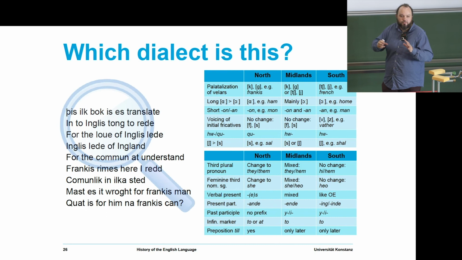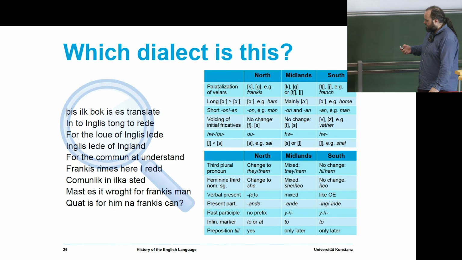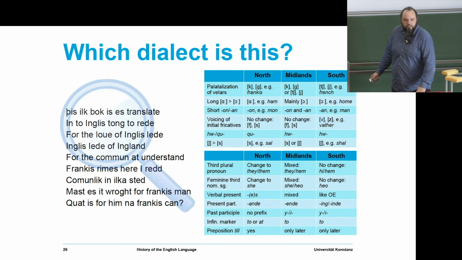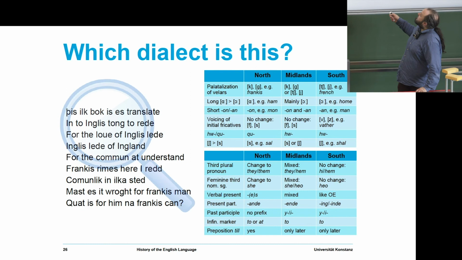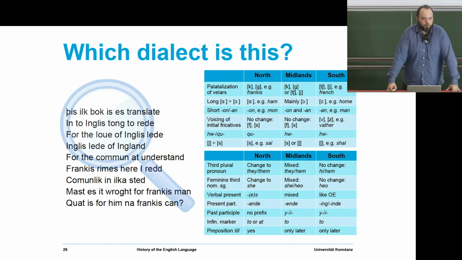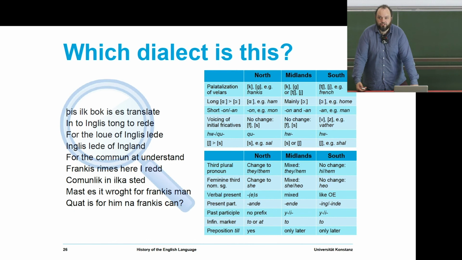It's all about using different sources of evidence that converge on the same thing. In this last word, Francis, we also see lack of palatalization. So remember, this word means French, but we don't see palatalization of the k. It doesn't become a ch. So it stays as a k. And that, again, is a distinctively Northern feature, also found to some extent in the Midlands. So all of the evidence, there are at least four different things here, probably more, though we don't have time to go into them, will tell you that what we're dealing with here is a Northern text rather than anything else. Any questions?